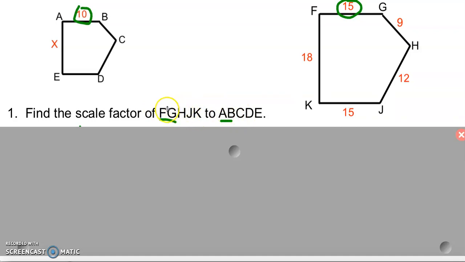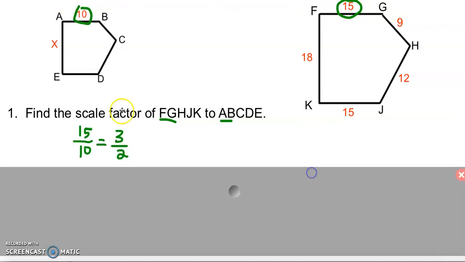In this case, FGHJK is first. So this one goes first. And then ABCDE goes second. So the scale factor of this is actually going to be 15 to 10. And then when I take 15 to 10, that's going to reduce to 3 over 2.